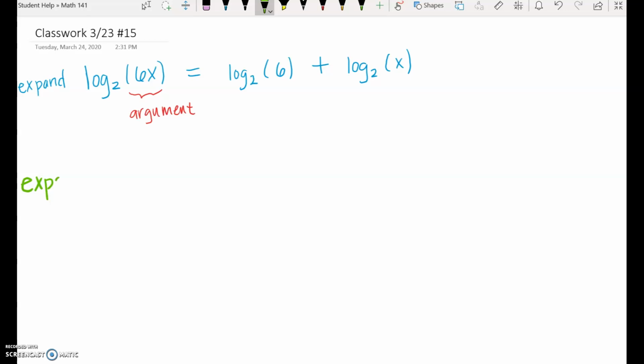Looking at a different example, let's look at log base 5 of x cubed times y to the 6th power. This is going to involve sort of a two-step process. We use the same idea we just did in the last one. I'll split this into two separate logs, breaking up the product.